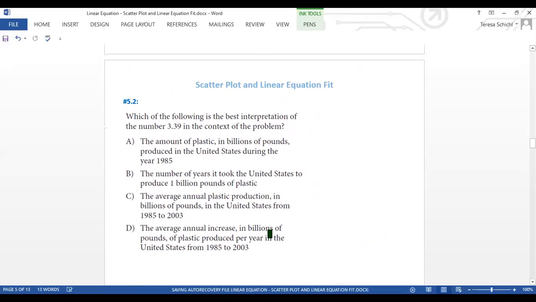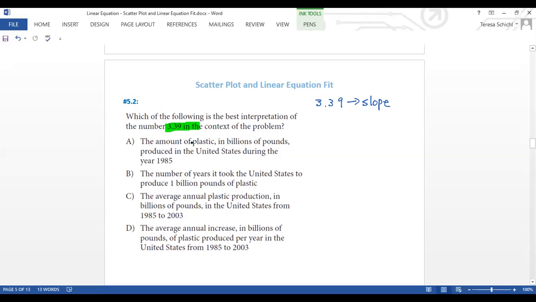Now this one here is easy. Which of the following is the best interpretation of 3.39? Remember, what is the 3.39 here? It's the slope, right? The slope means that for every unit increase in x, y will increase or decrease, depending on whether it is positive or negative. This is positive, so y is going to increase. What is the y? It's plastic, right?